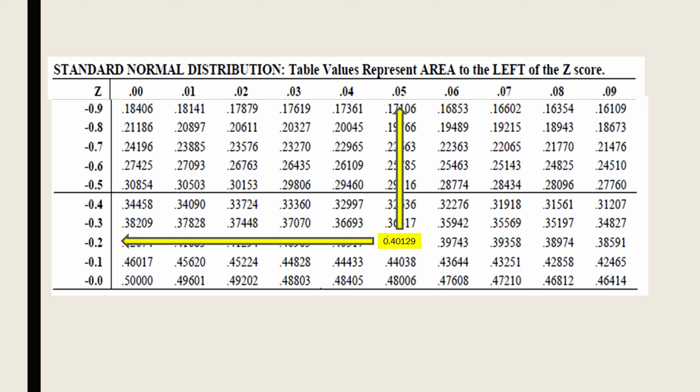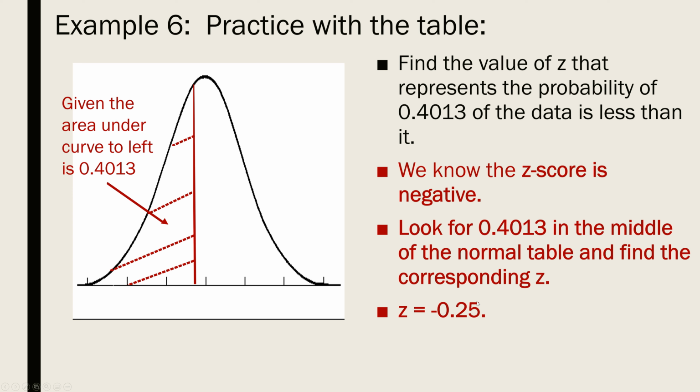We find that 0.4013 is just the rounding. Then we can use the first column to locate the first decimal place of the z-score and use the first row to locate the second decimal place of the z-score. So the z-score should be negative 0.2 plus 0.05, as you see. This should be the correct answer.